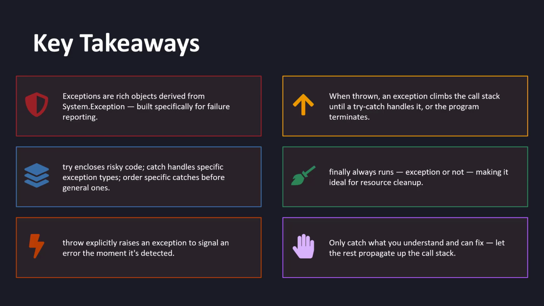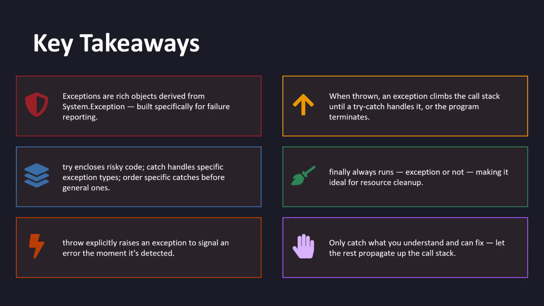So let's bring it all together. Exceptions in C# are rich objects derived from System.Exception. They're purpose-built for failure reporting, not multi-purpose return codes that are easy to ignore. We can catch specific types of exceptions, and you can go research System.Exception and look at all of the different ones that are available. Or if you're not sure what you are going to catch, but you want to make sure to catch it, you can catch generic Exception.